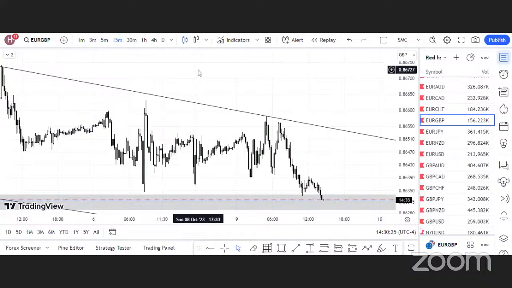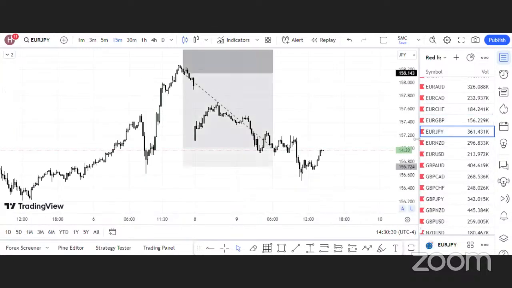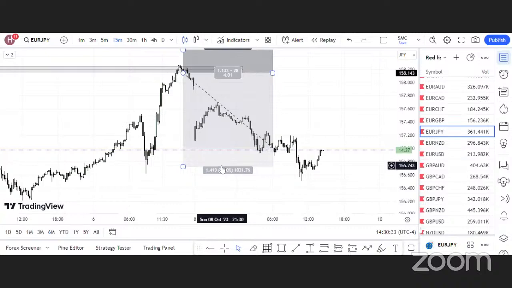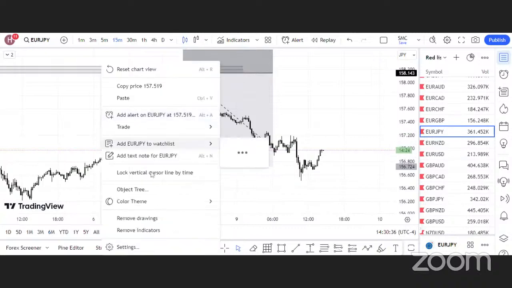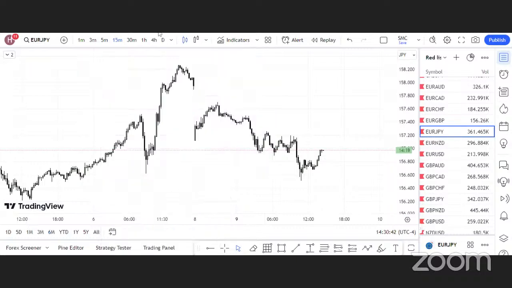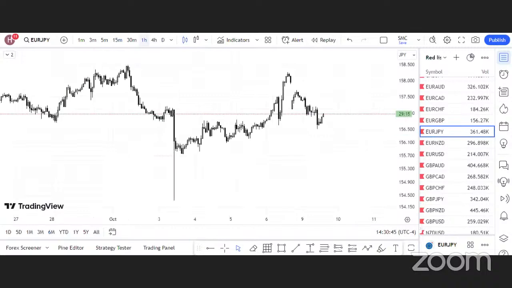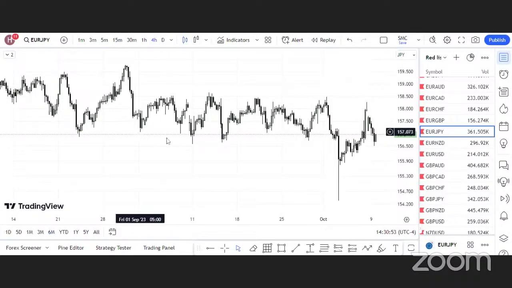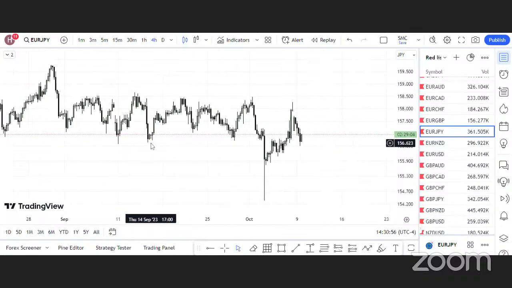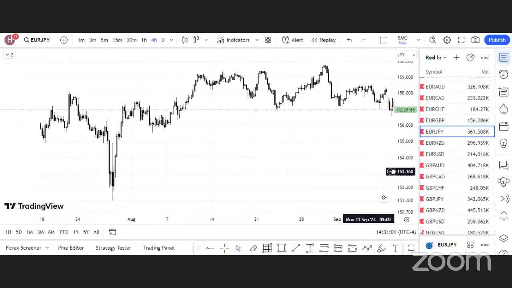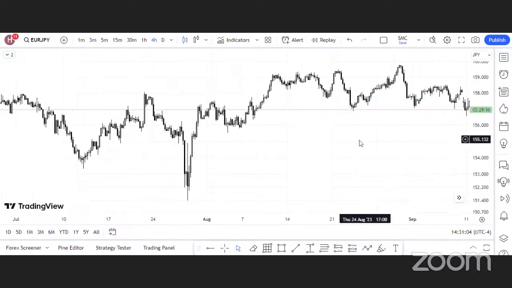All right, so let's make another example. Here we have Euro JPY. Let's see what the Euro JPY is doing or has been doing. Wow, the Euro JPY has been making a move, trying to go down for some time now. Let me close this so that we can see the market better.